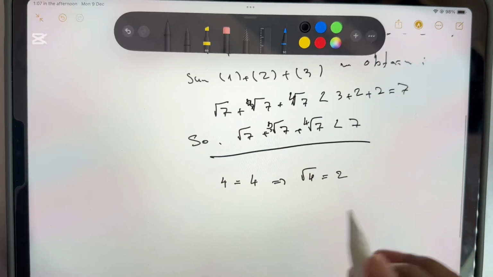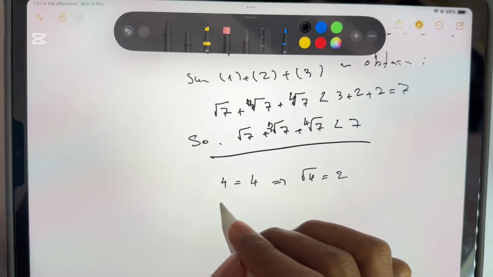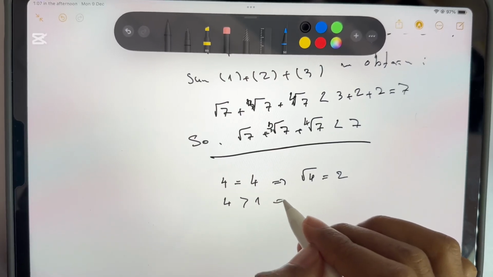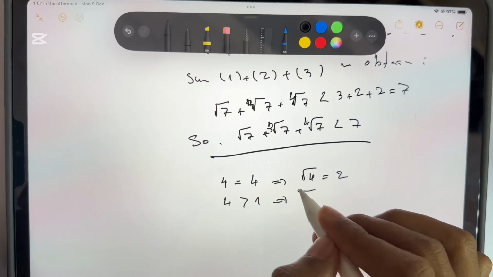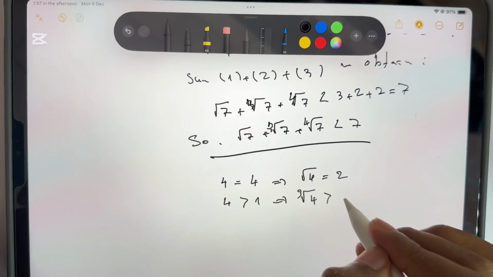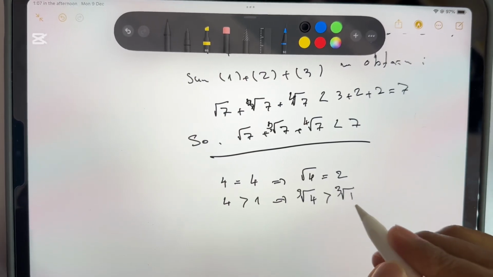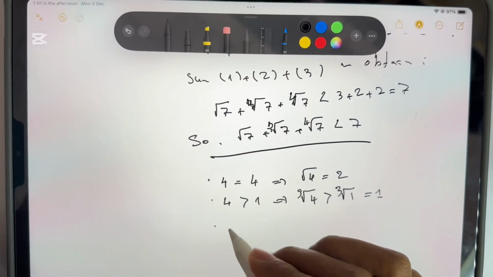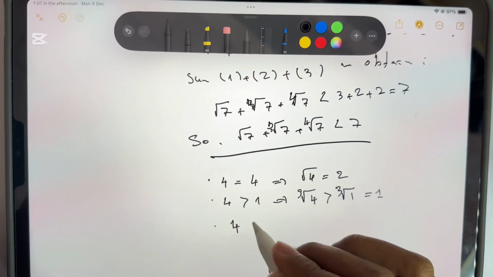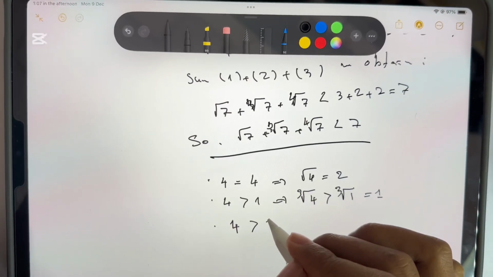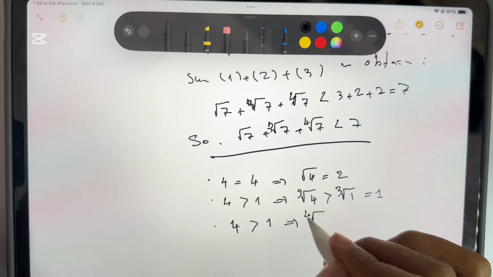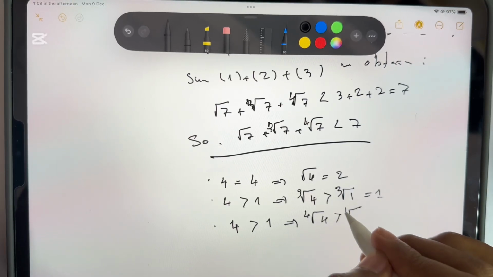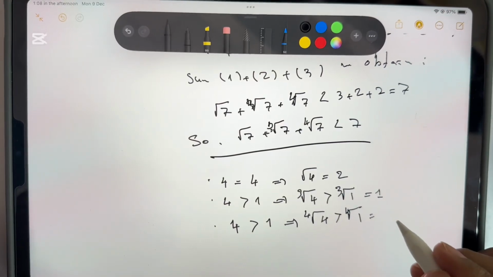For the next one, 4 is greater than 1, so the cube root of 4 is greater than the cube root of 1, and the cube root of 1 is equal to 1. For the last one, 4 is also greater than 1, so the fourth root of 4 is greater than the fourth root of 1, and the fourth root of 1 is equal to 1.